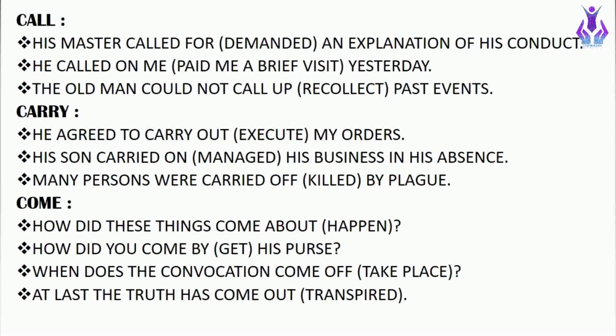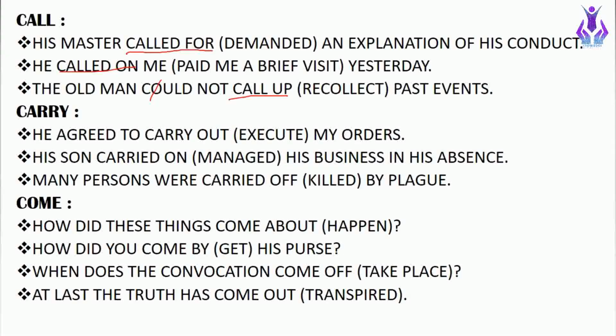The next word is call. His master called for an explanation of his conduct. So called for means demanded. He called on me yesterday. Called on, here the word called, idiom called on me, means paid me a brief visit. The next is, the old man could not call up past events. So call up means recollect.